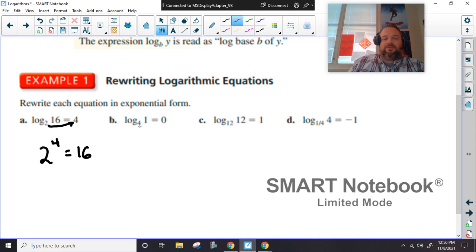Okay, let's look at B. What would this big little 4 change to? The big 4. And its exponent is now 0. And anything to the 0 power is 1. Okay. Now, on C.